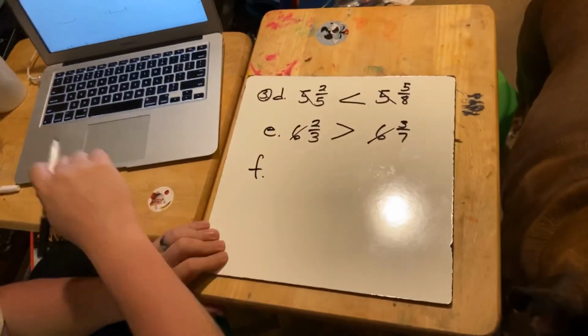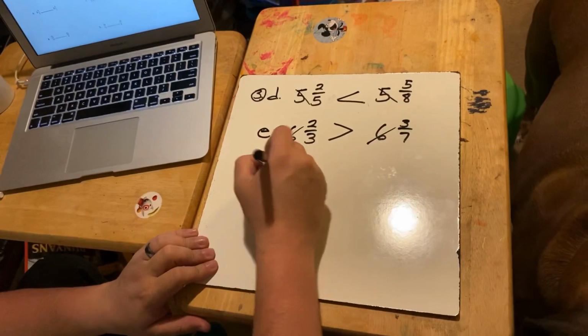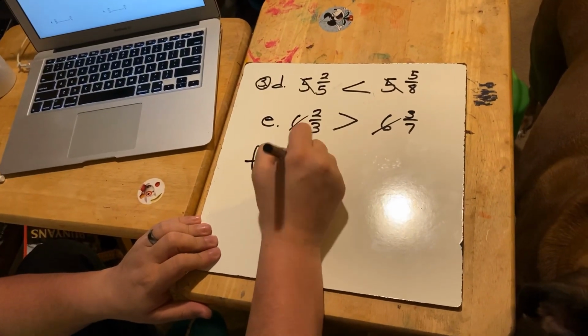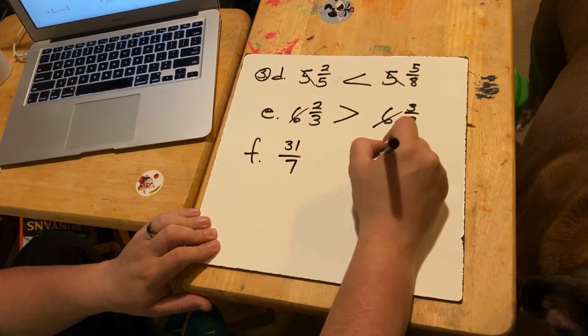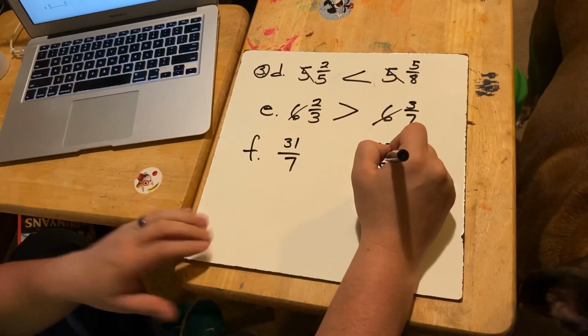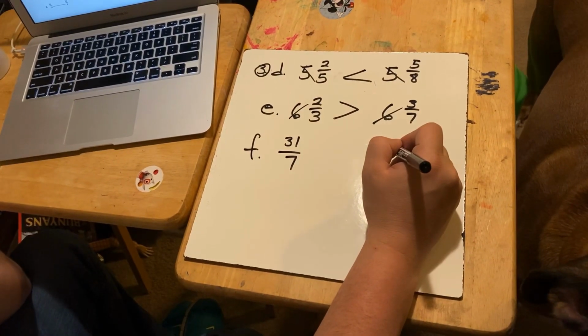Let's look at F. 31/7 and 32/8. What are you so angry about? Well, this is an interesting problem.